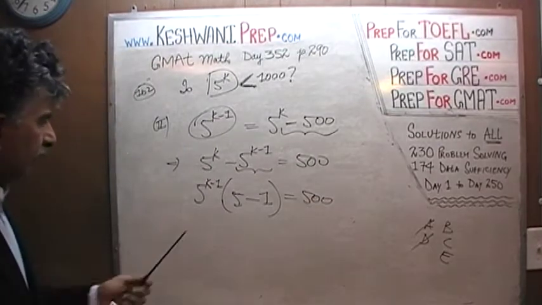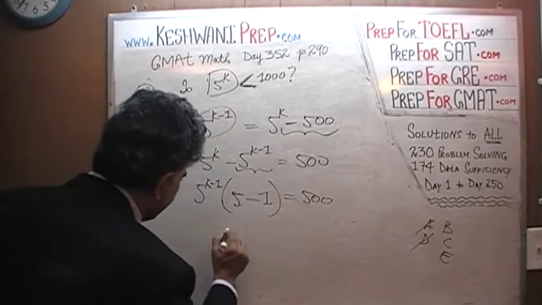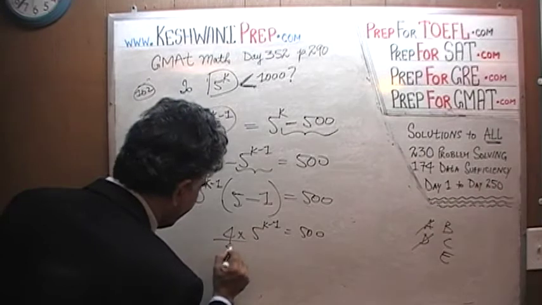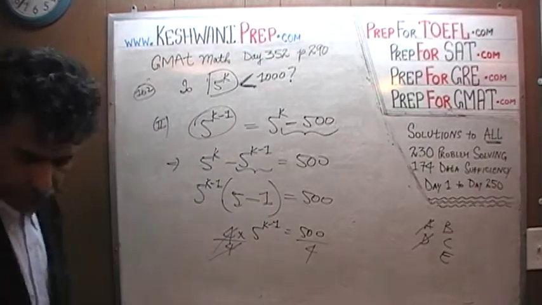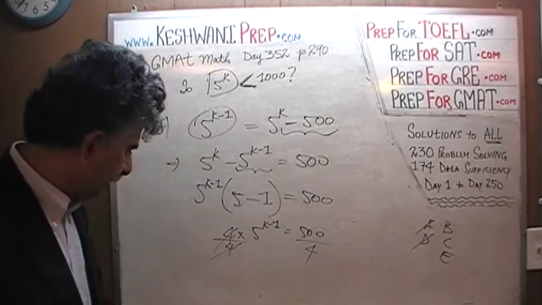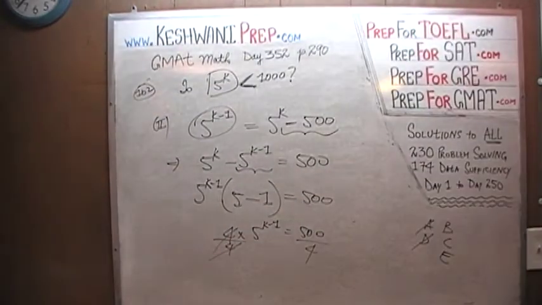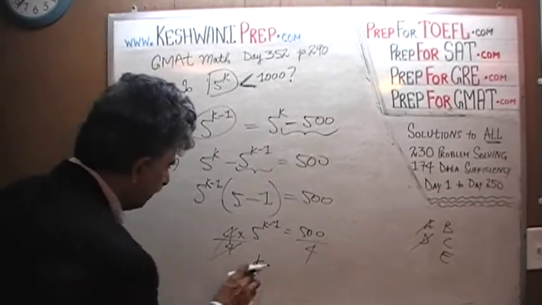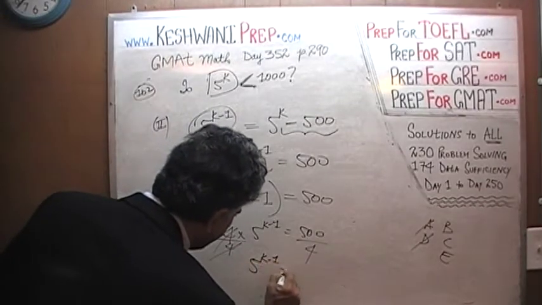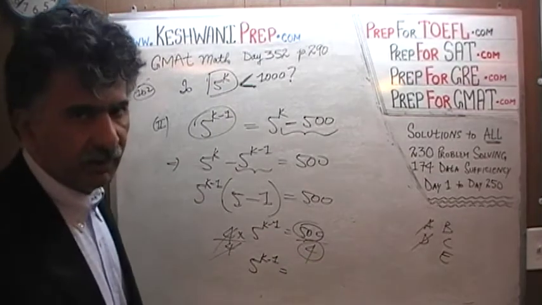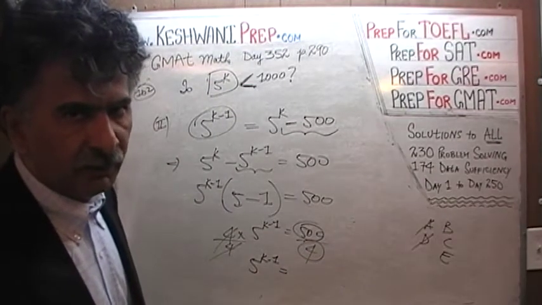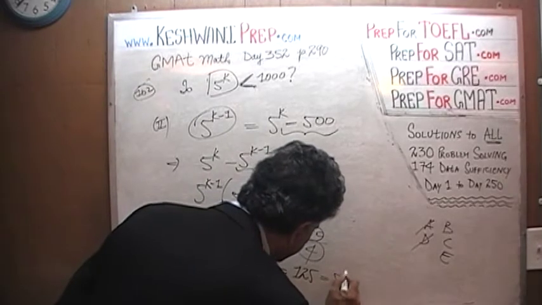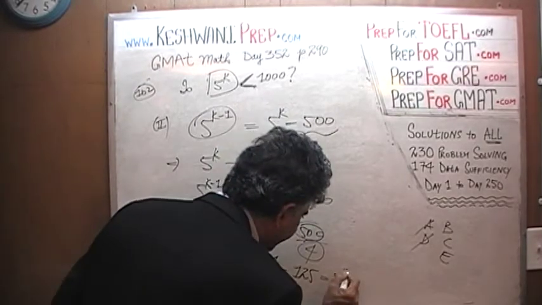Okay, let's see where it takes us. 5 minus 1 is simply 4, so it's 4 times 5 raised to k minus 1 is equal to 500. Divide both sides by 4. 4 drops out. Let me switch the marker. This marker is dying. It's not legible anymore. We are almost there. That tells us that 5 raised to k minus 1 has to equal 500 divided by 4. If you take half of 500, that's 250, and then half of 250 is 125. Which in turn can be written as 5 raised to 3.